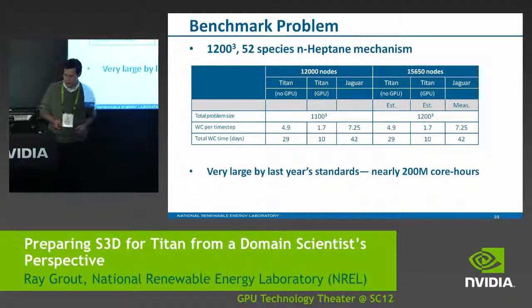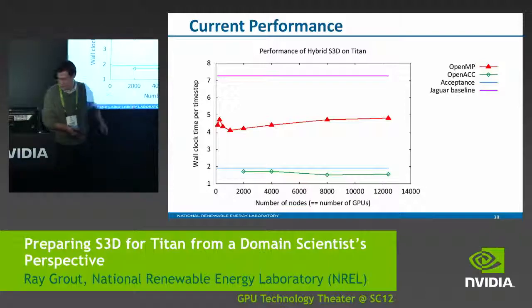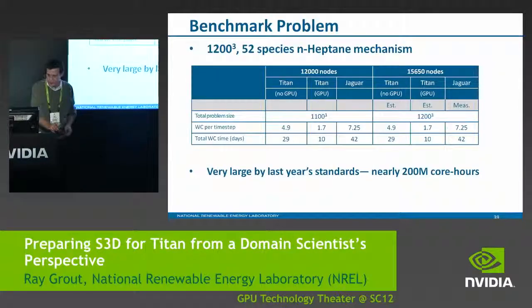In terms of what that means, you'll notice this line runs out to 12,000 nodes. We haven't gathered data out to the full size of the machine yet, but we will. Even at 12,000 nodes, that scaling out to there, we can do a 1,100 cube total problem size in about 10 days. The idea is that if we scale it to the full size of the machine, it'll be a 1,200 cubed problem.